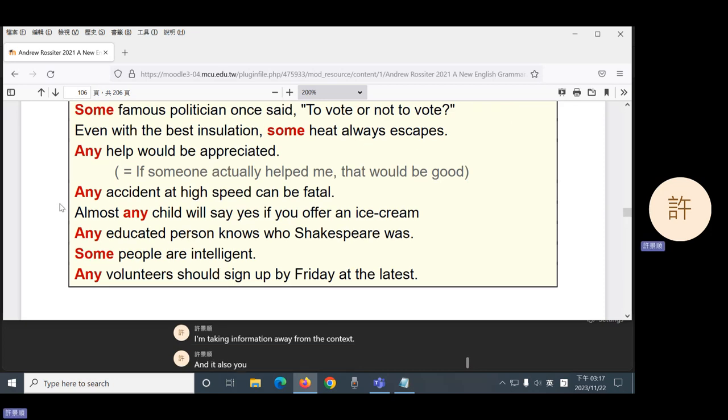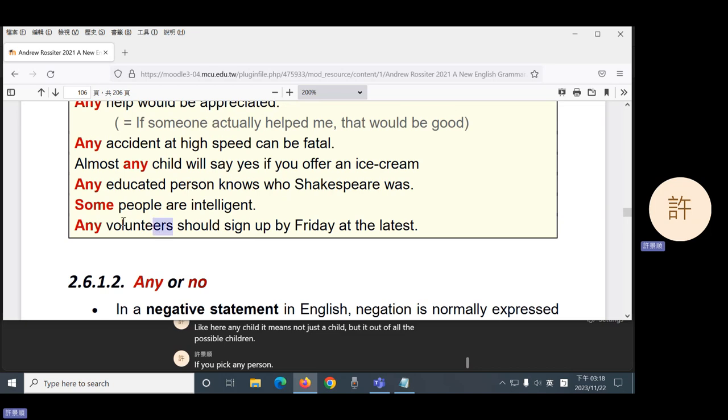And you can use any to mean, I think it says it below here, any single possible person or any single possible thing. Like here, any child. It means not just a child, but out of all the possible children, if you pick any person. Like any volunteers is assuming the question, are there any volunteers? So if someone says yes, if there are any volunteers, they should sign up by Friday.